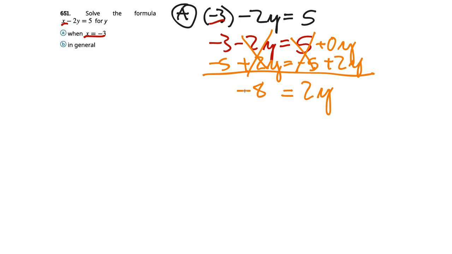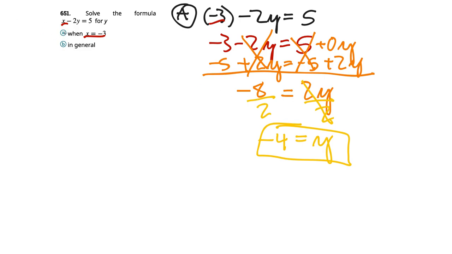And then we're like that grouchy person, I don't want 2y, I want 1y. So you divide both sides by 2, that coefficient of 2y, because they're going to cancel. So you'll just have y remaining on the right-hand side. And then you can divide negative 8 divided by 2. That would be negative 4. So that's the answer for A.